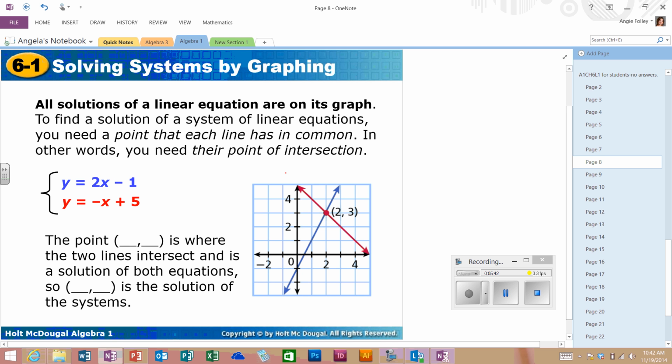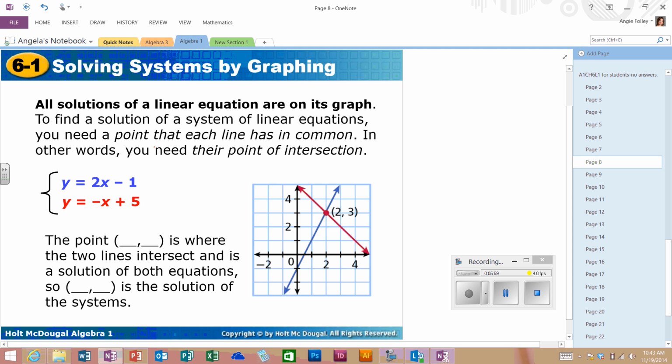Okay, now we're going to look at a solution by graphing. So to find a solution of a system of linear equations, you need a point that each line has in common. So in other words, in order for it to be a solution, it has to be where they intersect.